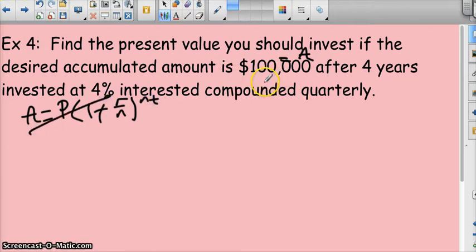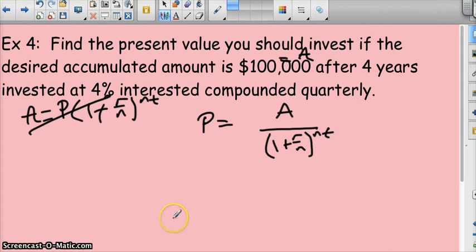It's not what I'm putting in. It's what I want to have. And we use this one when we know what we're putting in the bank. Rather, we are going to use P equals A divided by 1 plus R over N to the NT power. Okay? So it's just a little switch going on.